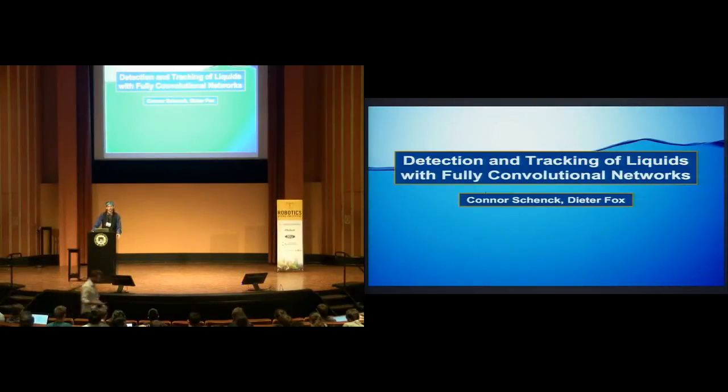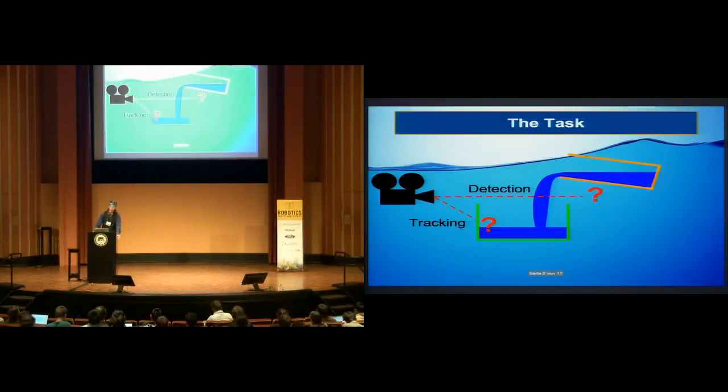All right, I'm Connor, and along with my advisor, Dieter Fox, this paper is titled Detection and Tracking of Liquids with Fully Convolutional Networks. So our real goal is, we want robots to be able to robustly manipulate liquids. But before we can do that, robots need to first be able to both perceive and reason about liquids. And so we divide these into two different tasks. We call them the detection and the tracking tasks.